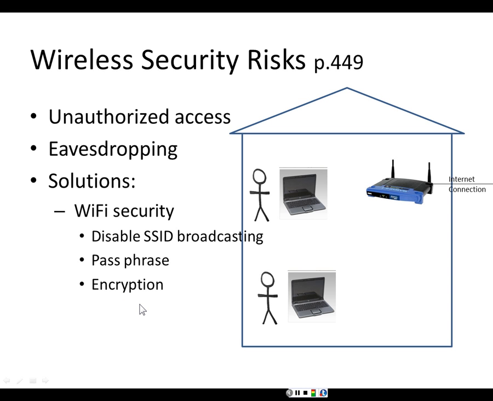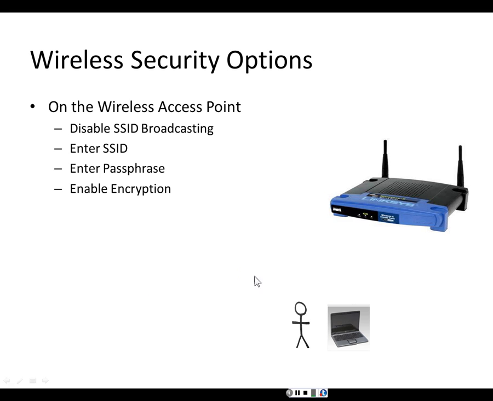The reason we enable encryption is that in case a bad guy is listening with a protocol analyzer, he can listen, but it's not going to make any sense to him because the signal is encrypted. So first we go to the wireless access point and we disable service set identifier broadcasting. We type in the name of the network, which is also called the service set identifier. We enter a passphrase, which they sometimes call a key, and we also enable encryption. We do that on the wireless access point.